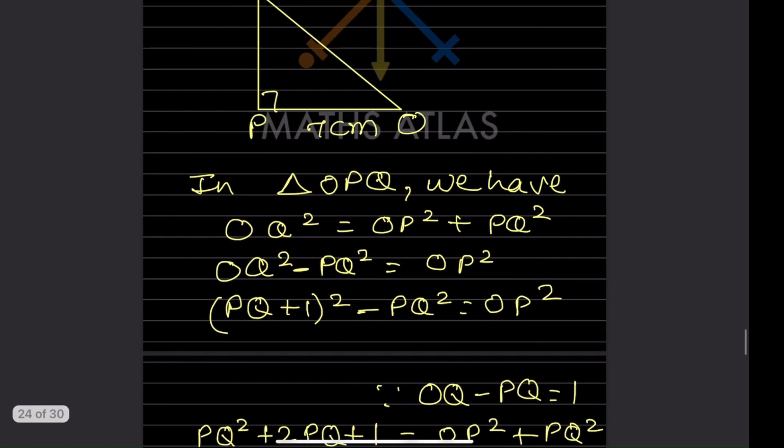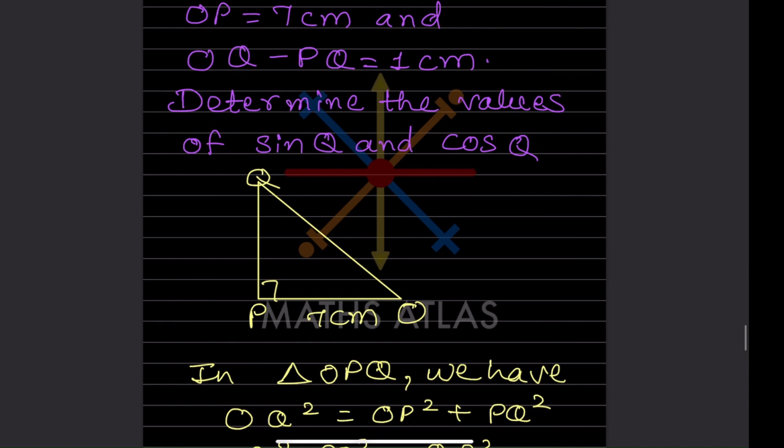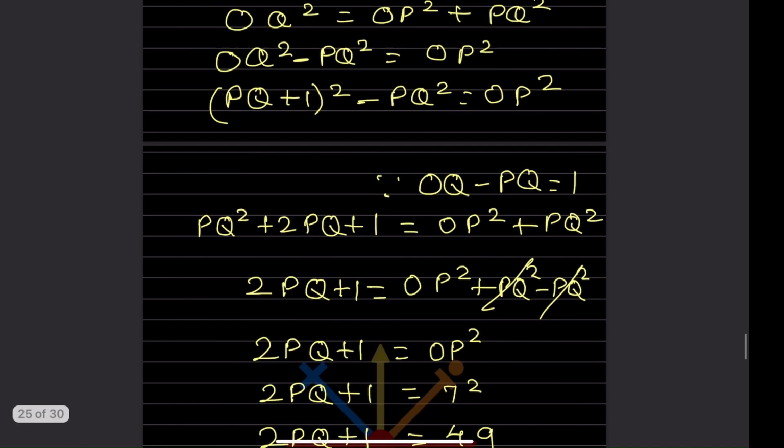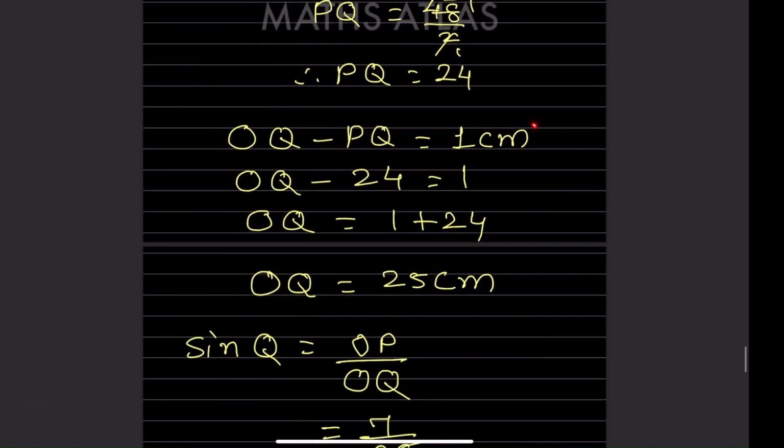Now let us plug it in here. OQ minus PQ is 1. So let us write the same thing over here: OQ as it is, and in place of PQ we are going to write 24, because we got 24, and that is 1. So OQ will be as it is here, and on the right hand side, minus 24 will go to the other side, that is going to be plus 24. When you add both, that is 25. So we got the value of OQ as 25. Now we got all the sides.